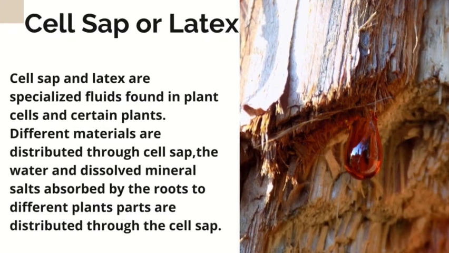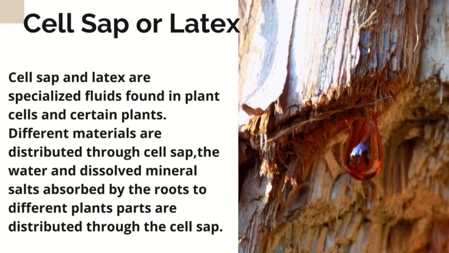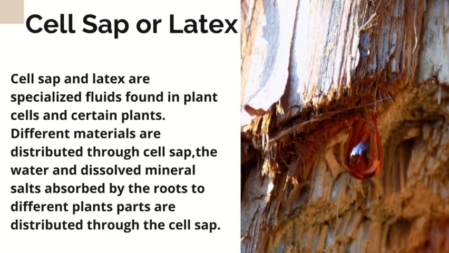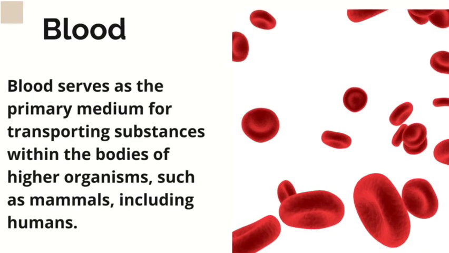The cell sap or latex are specialized fluids found in plant cells and certain plants, and several materials are distributed through the cell sap. The water and dissolved mineral salts absorbed by the roots are distributed through the cell sap. The composition of cell sap can be different in several plants and may change.